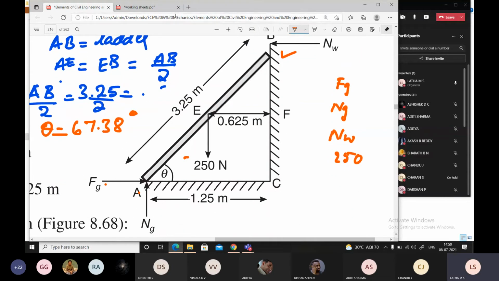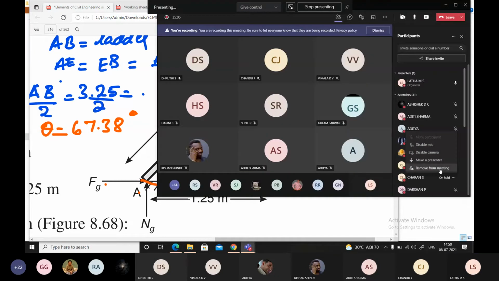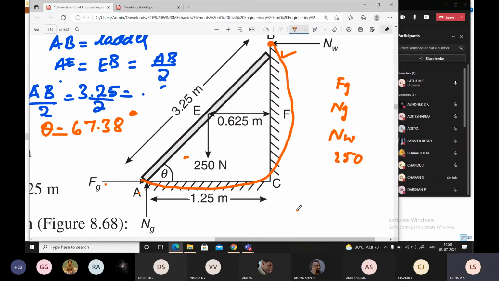Fg is here, point B is here. Now I have to reach point B. Fg, I have to stretch it along the direction of the force and meet point B. How is it meeting, students? How is it going, clockwise or anti-clockwise? How is Fg moving, anti-clockwise or clockwise?